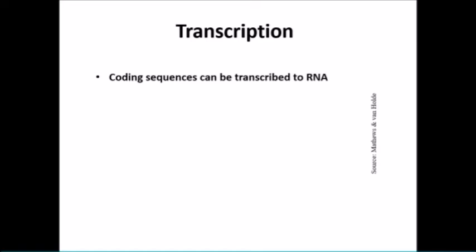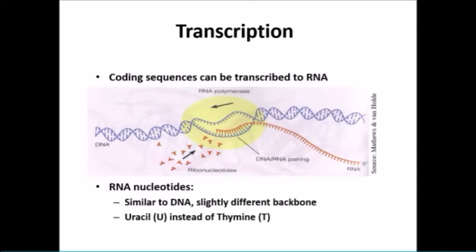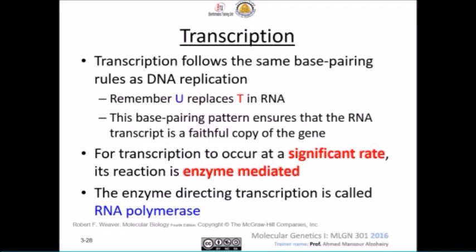Number one, in transcription, coding sequences can be transcribed to RNA. As we know, the coding sequence is transcribed to RNA. This is transcription. RNA nucleotides are similar to DNA, slightly different, of course, in the backbone, except uracil instead of thymine. Transcription follows the same base pairing rules as DNA replication, but remember, U replaces T in the RNA. This base pairing pattern ensures that the RNA transcribed is a faithful copy of the gene.